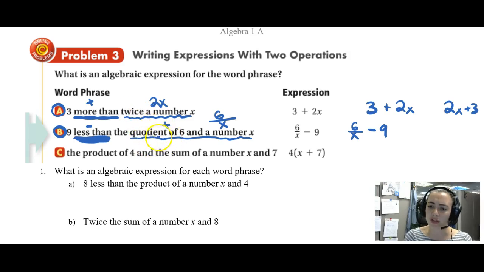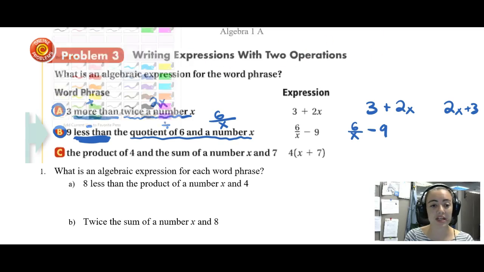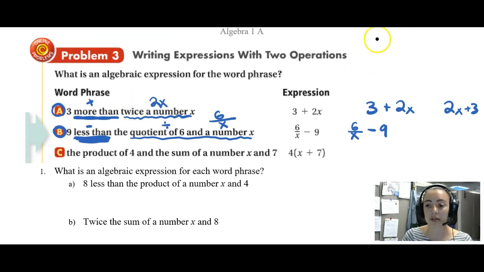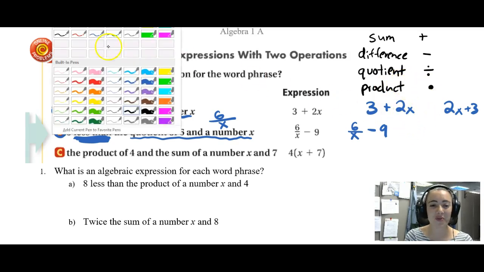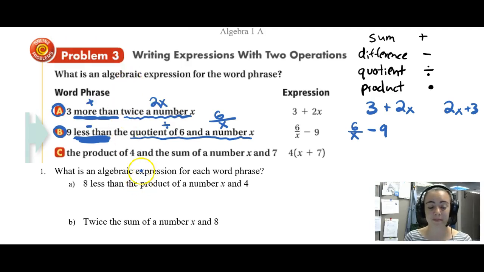Now, if quotient is a new word for you, that's all right. It's a word you'll see pop up frequently in mathematics. It represents division. Some other words that you might see: sum for addition, difference for subtraction. These are kind of common ones. Again, quotient for division. You might see product for multiplication. You'll see some other ones as well, but those are the common ones.